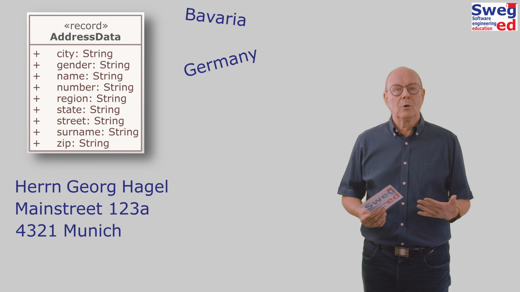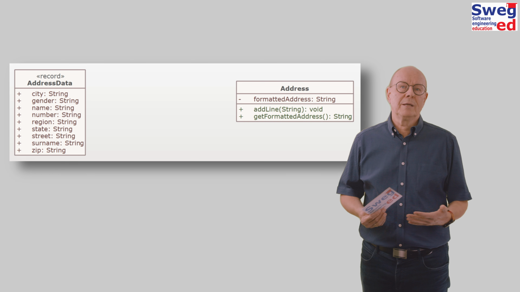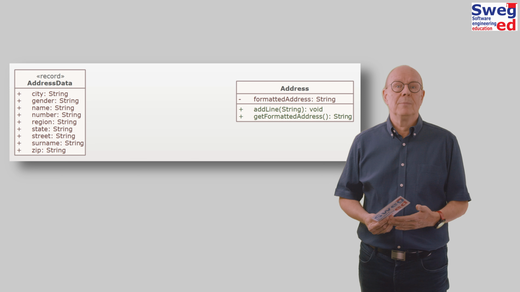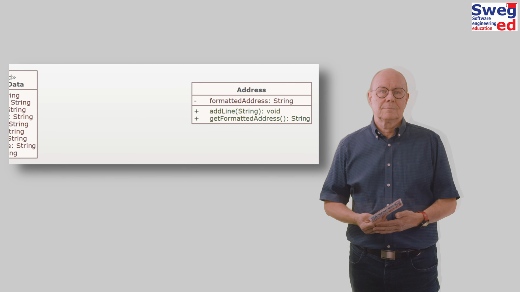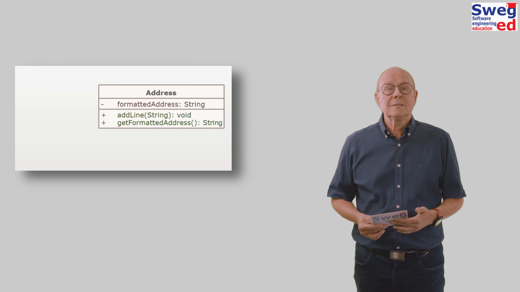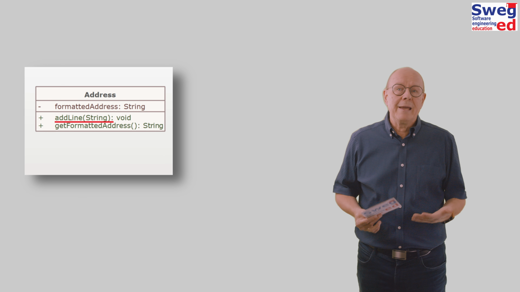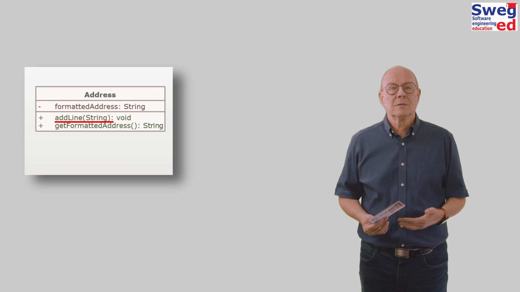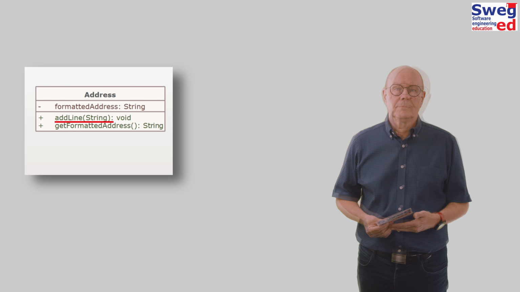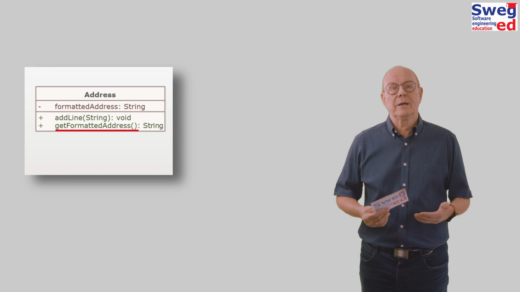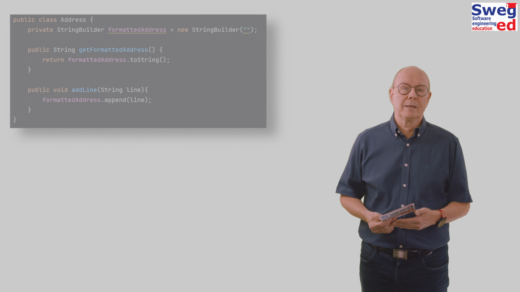We need a class called address. This will store the address as one formatted string using a formattedAddress member of type string. Here is a class diagram to show this. The address object needs to add lines one by one. So the class should have a method called addLine, which takes a string and adds it to the address. You see this method in the class diagram. Since we want to print the address, we also need a method getFormattedAddress to return the address string.